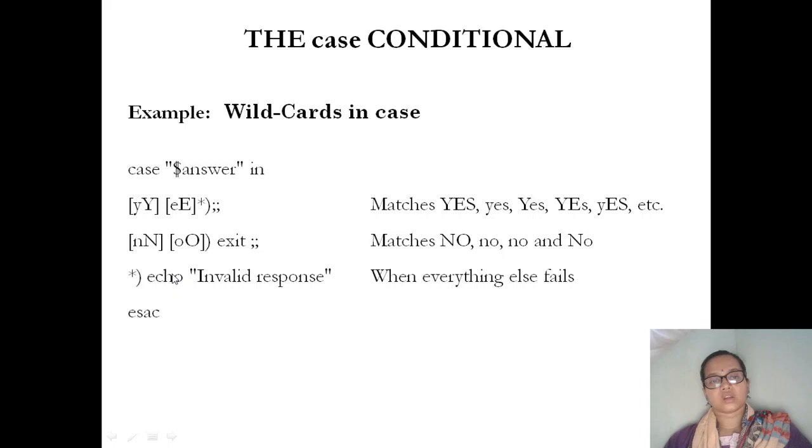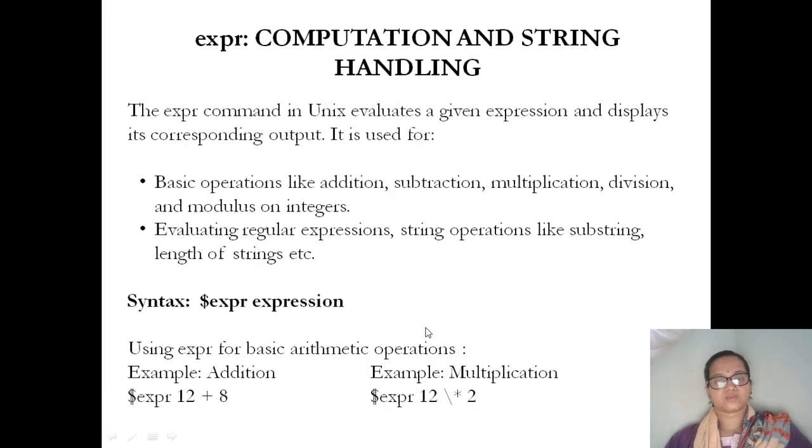So if it is nothing, meaning it doesn't match these two, then you say that it is an invalid response. So this is how it matches yes, yes, yes, and matches no, no, no. When everything else fails, then this is executed. Okay, this is how we can handle the user's different types of inputs by using some wildcards.